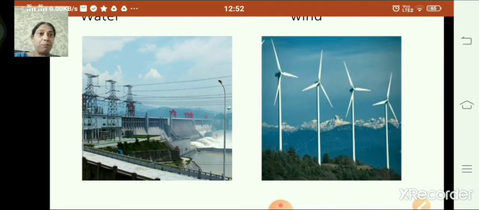Okay. Wind. Wind sometimes blows and sometimes stops. But again it blows, right? So it is also inexhaustible. So all these are called renewable resources. Sunlight, wind, water, all these are called renewable resources. Is that clear, children?